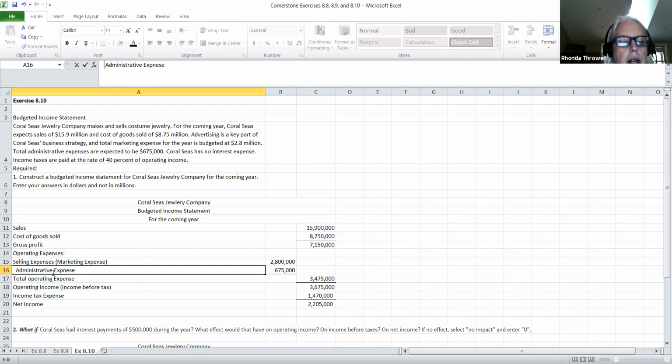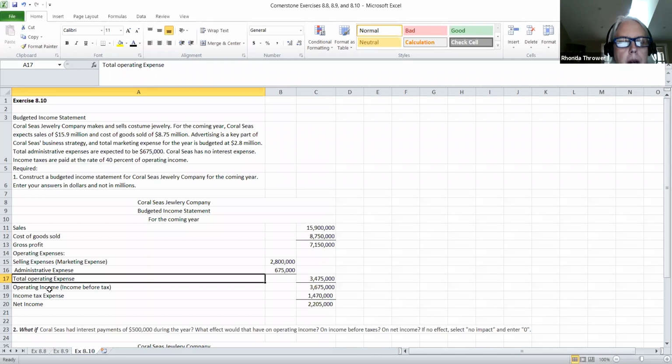And then you'll add your selling and your administrative expenses together to get your total operating expenses here. And then your operating expenses are subtracted from your gross profit to get your operating income. And then this is a corporation. This will be a little bit new to you, but corporations pay income tax. So we'll have an income tax expense account that we're going to have to put in here. And then we'll deduct the income tax expense from the operating income, or sometimes it's referred to as income before income tax, and that will give you the net income.